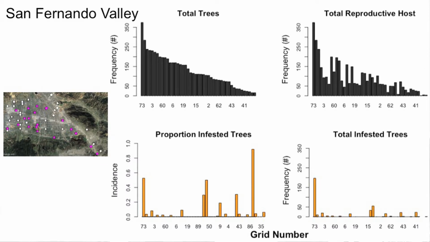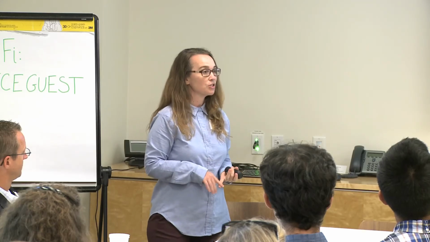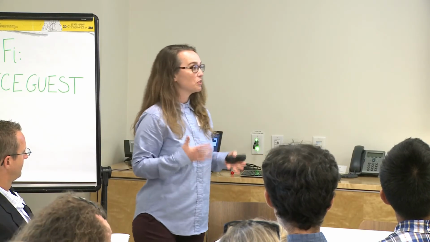So it's showing a strong preference for that host. And if we look at this on a per grid basis, per block, we see some interesting results as well. So the top left graph is showing the total number of trees per grid. The top right graph is showing the total number of trees that were reproductive hosts in each grid. The bottom right graph is showing the total number of infested trees in each grid. And then the bottom left graph is showing the proportion of infested trees, so the number of infested trees of the total in each of those grids.